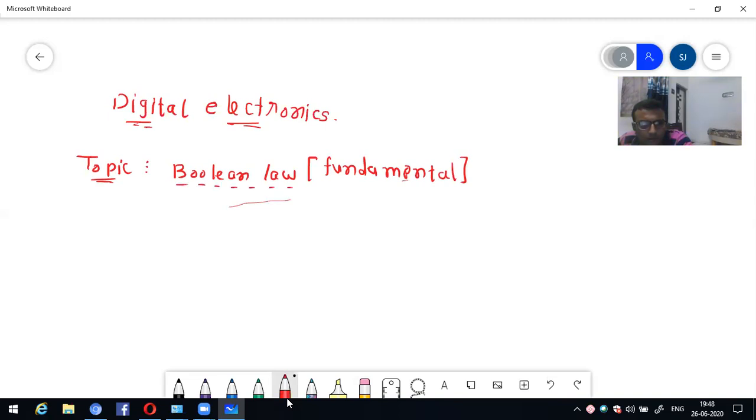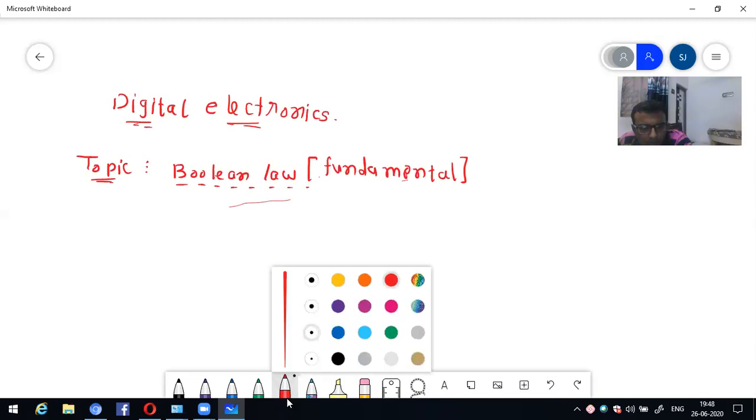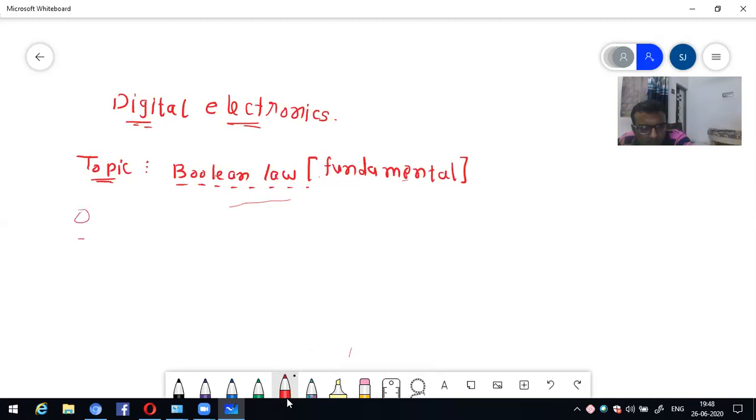Now, this Boolean law can be operated with the help of basic logic levels, which are 0 and 1. 0 means a low logic, and 1 means a high logic. Suppose we consider any particular function A. It consists of variable A that can be multiplied with 0, then the answer is 0. Now A multiplied with 1, then the answer is A. This is the first law, this is the second law.